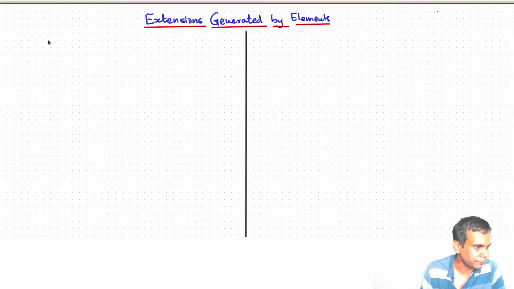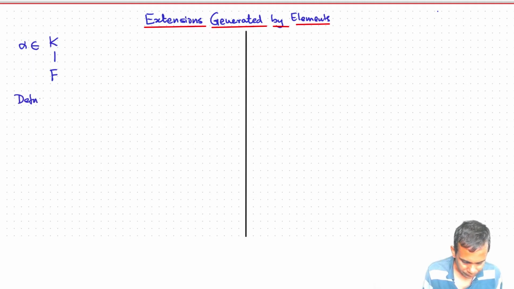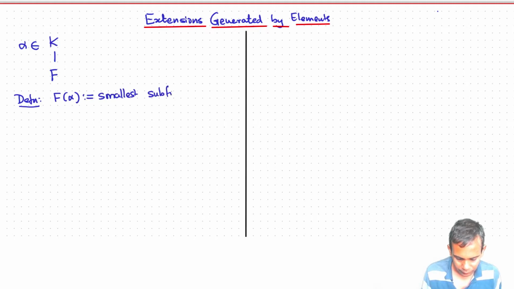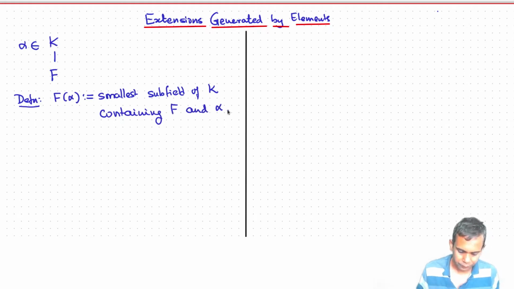Consider a field extension K over F and an element alpha of K. Then we define F(alpha) to be the smallest subfield of K containing both F and alpha. Our objective is to understand this field.